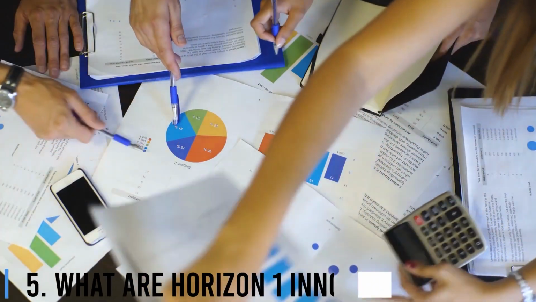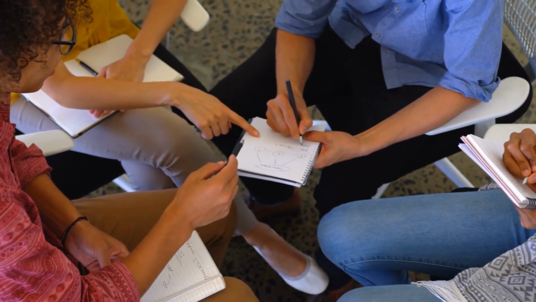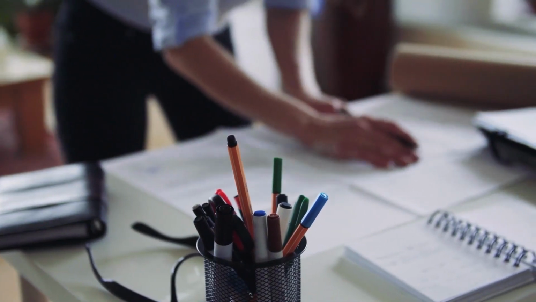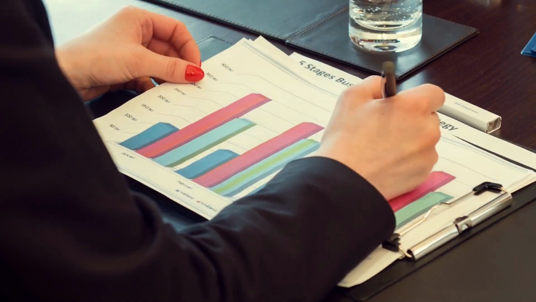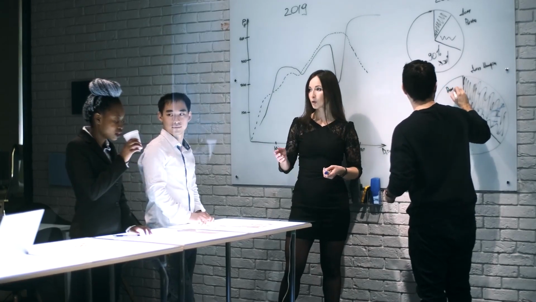Number 5. What are Horizon 1 innovations? Horizon 1 innovations are generally short-term projects that generate results in 1 to 3 years. Of course, the timing varies. For instance, a tech direct-to-consumer business might move faster and see results from their Horizon 1 innovations within 6 months. But generally, you'll be able to see results within 1 to 3 years.